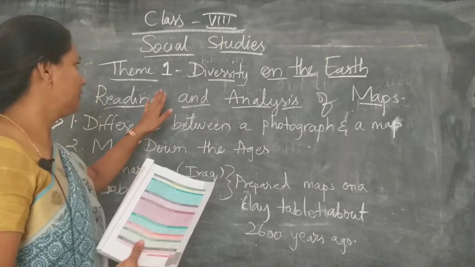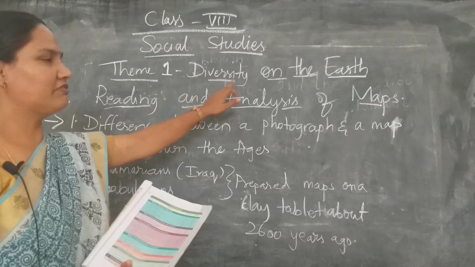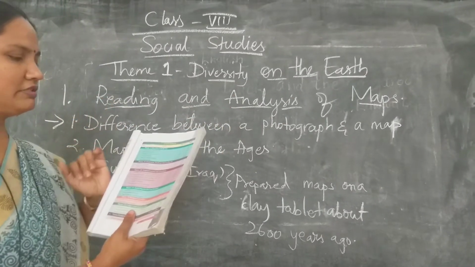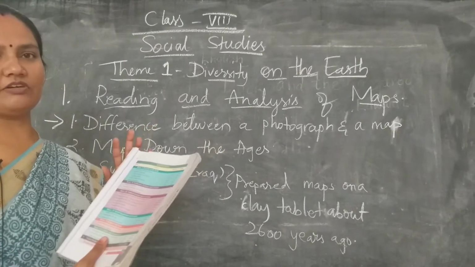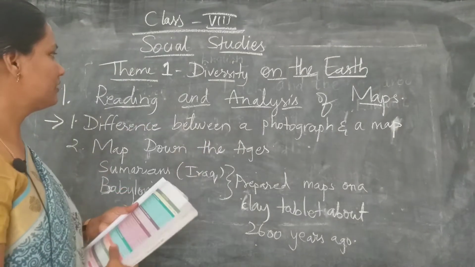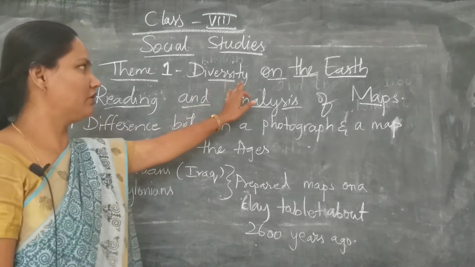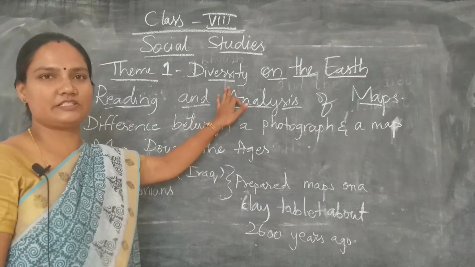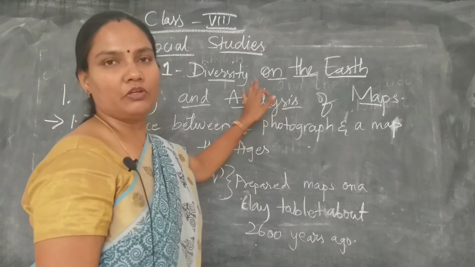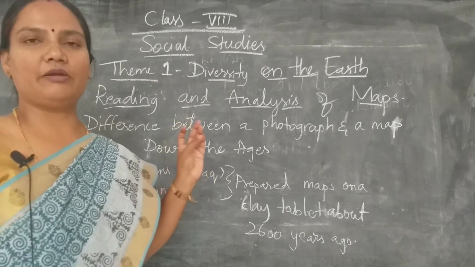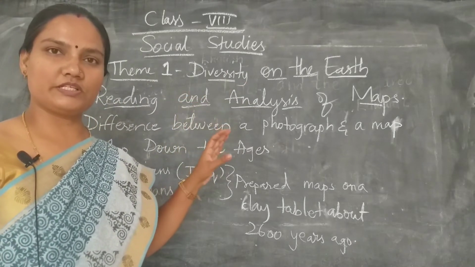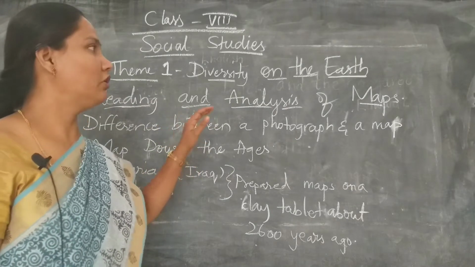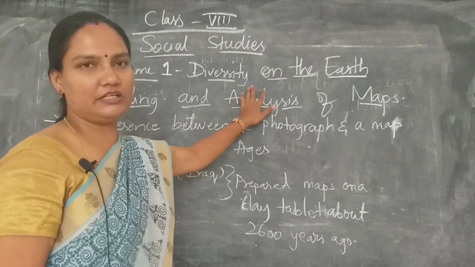So today we will start with the first theme, diversity on the earth. So in this theme you have 6 lessons which include different diversities of the earth. Now before we start this lesson, we will discuss the meaning of diversity. What is diversity? Diversity are the differences which we find on the earth. You find different landforms, different climate, different resources, different types of soil, different vegetation on the earth. So this all comes under diversity.